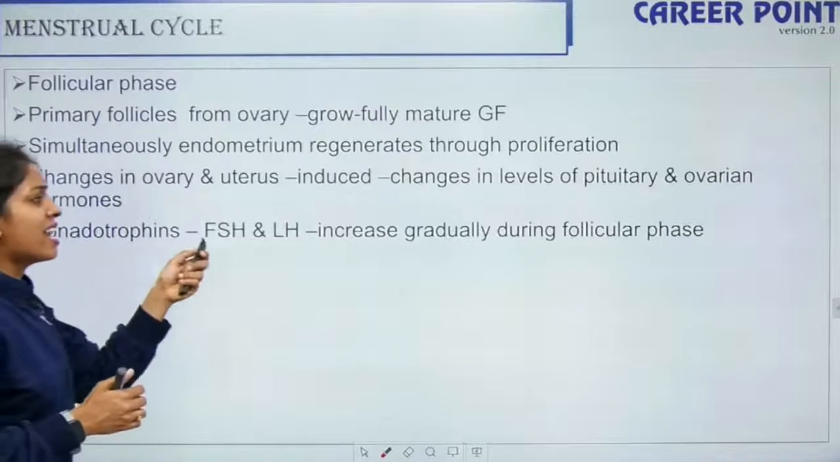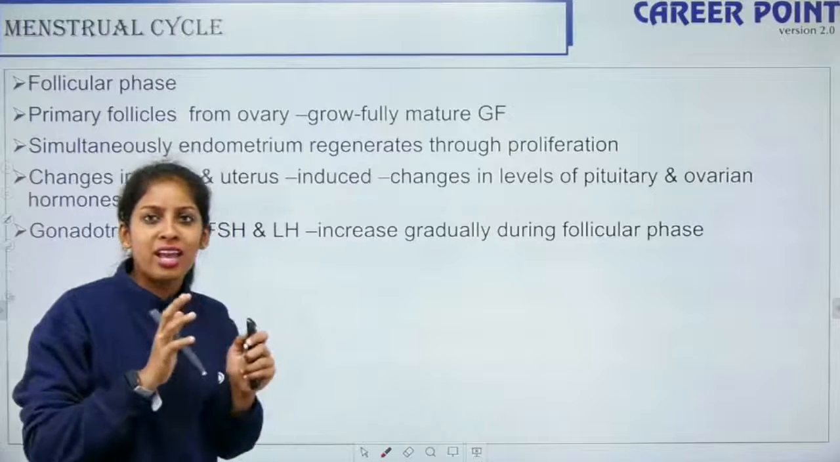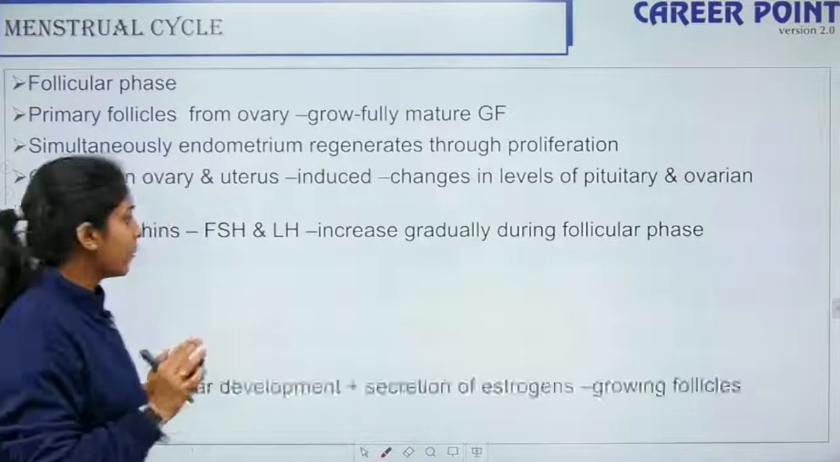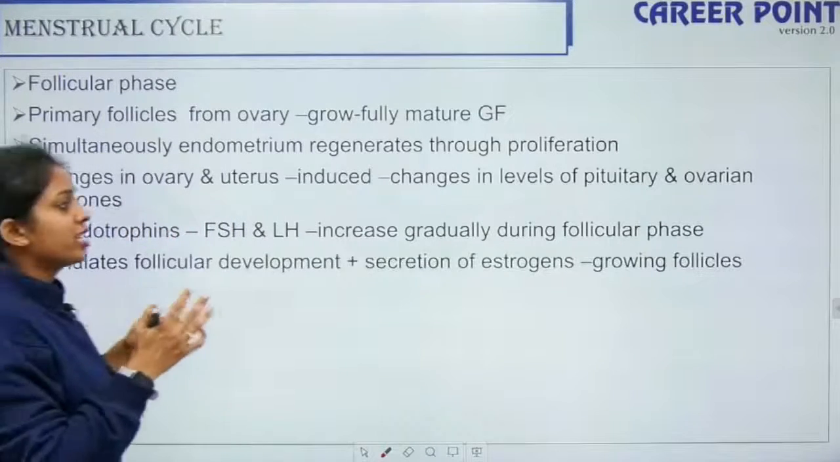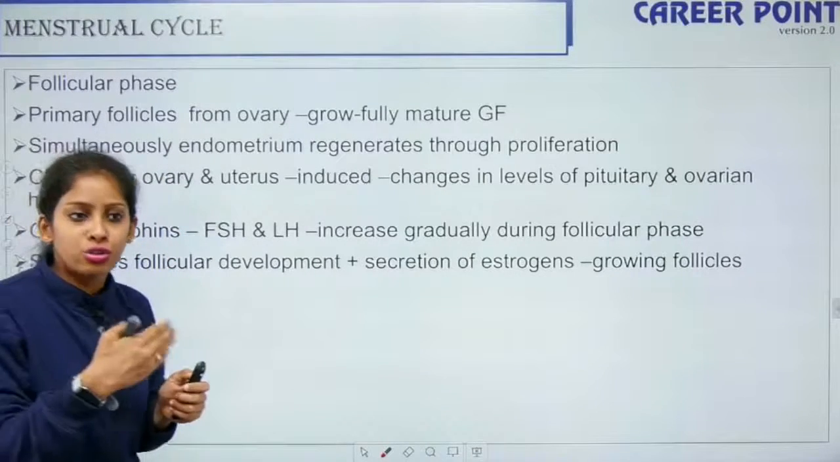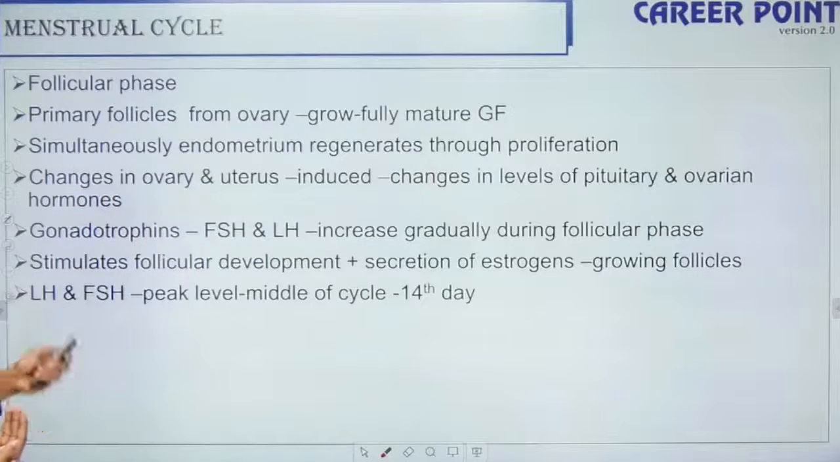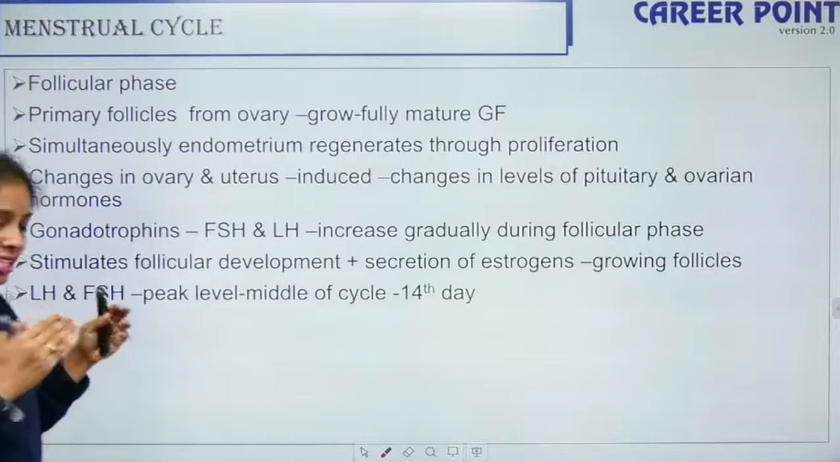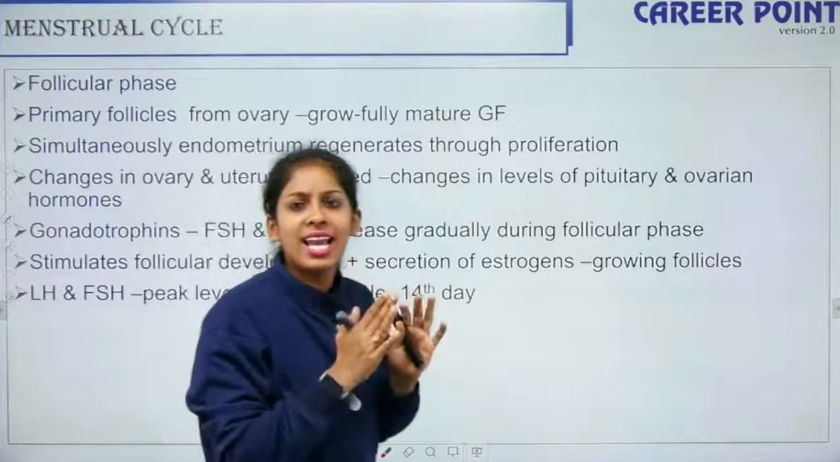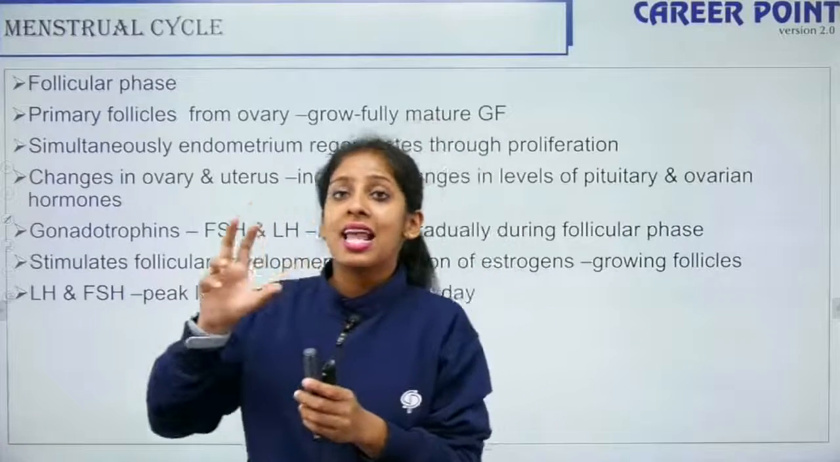Right, so you have LH and FSH. During the follicular phase, the LH and FSH levels are quite high. It stimulates follicular development as well as the stimulation of estrogen. So they allow the follicles to grow from the tertiary follicles to the Graafian follicles and so on. LH and FSH attain a peak level, especially LH is very high on the 14th day. We call that the LH surge.